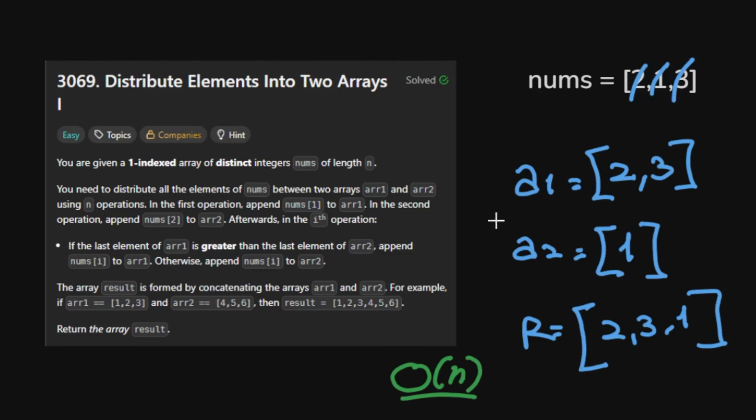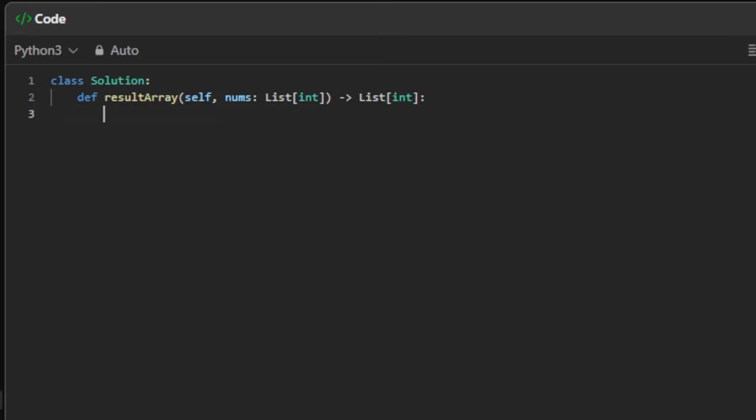With this in mind, now let's go with the code. First, we can say that n is the length of nums. Array 1 is an array with the first element, meaning nums 0. Remember that in the description it says that nums is a one-indexed array. But here we start from index 0, right? So the first element corresponds to index 0. Array 2 is an array with nums 1, meaning the second element.